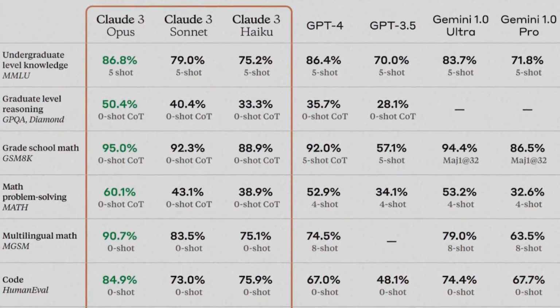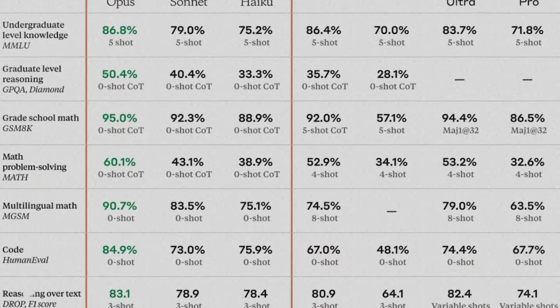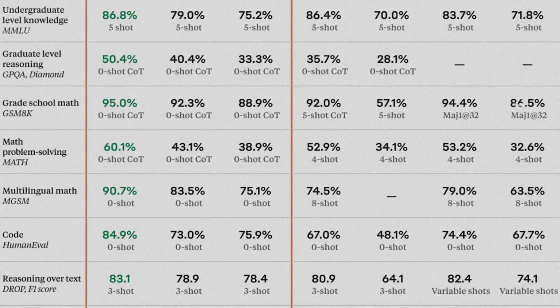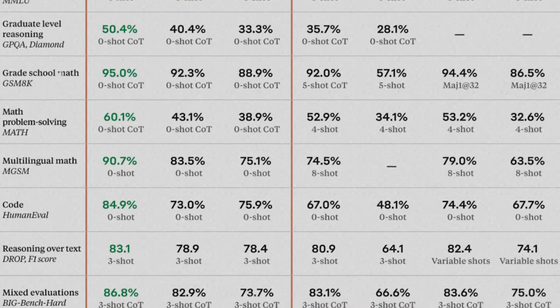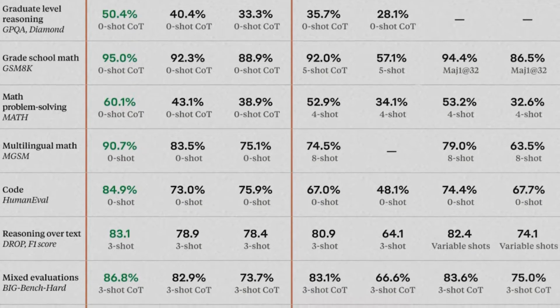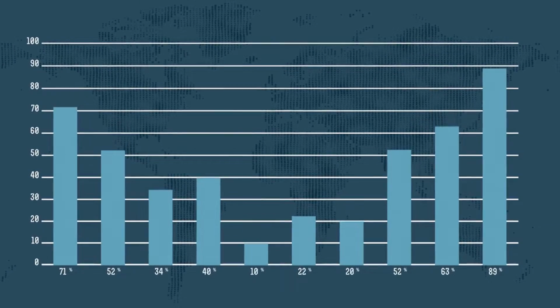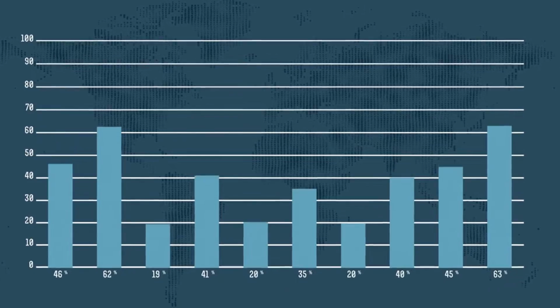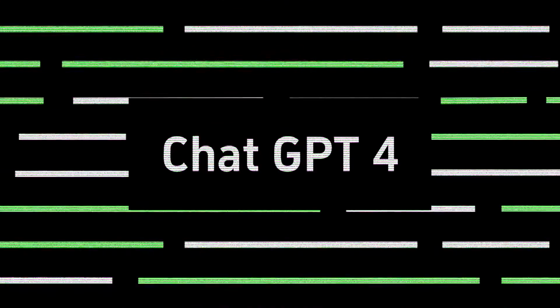Some of the wins are very narrow, such as 86.8% for Opus versus 86.4% for GPT-4 on MMLU, and some are big, such as 90.7% for Opus versus 67.0% for GPT-4 on HumanEval. These results suggest that Claude 3 Opus has achieved near-human performance on some complex tasks, or at least surpassed GPT-4 on them.